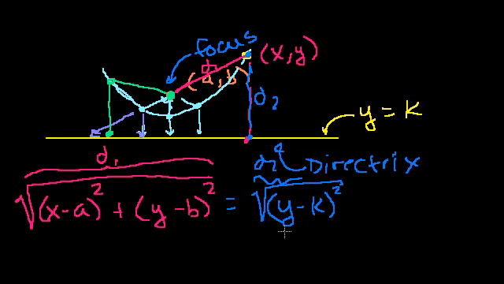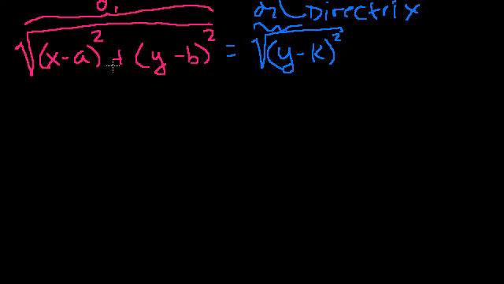So here we've set up the equation for all of the x's and y's where the distance to the focus is equal to the distance to the directrix. And let's see if this actually turns out to be a parabola. So the first thing we can do is square both sides and get rid of the radicals. So we get x minus a squared.